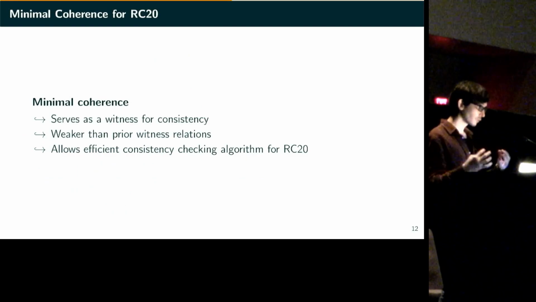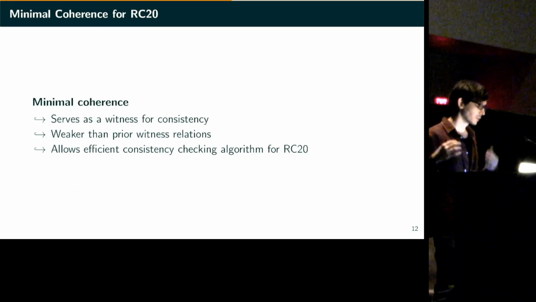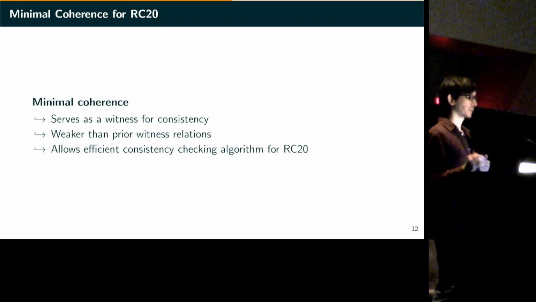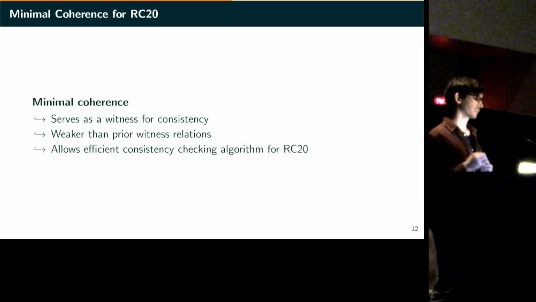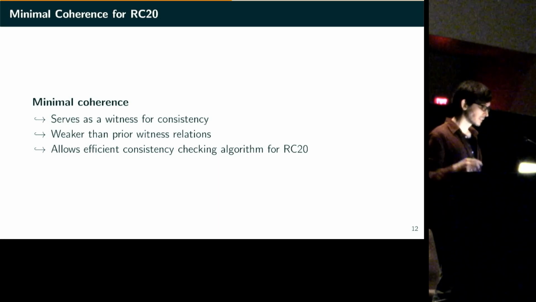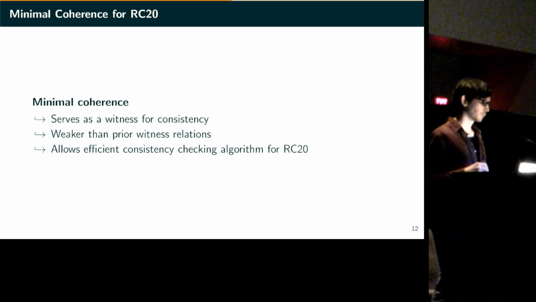So one of the main contributions of this work is the notion of minimal coherence witness relation. And a key difference between minimal coherence and prior witness relations is that minimal coherence is weaker than prior witness relations. And this allows us to devise efficient algorithms for checking consistency in the RC20 model.